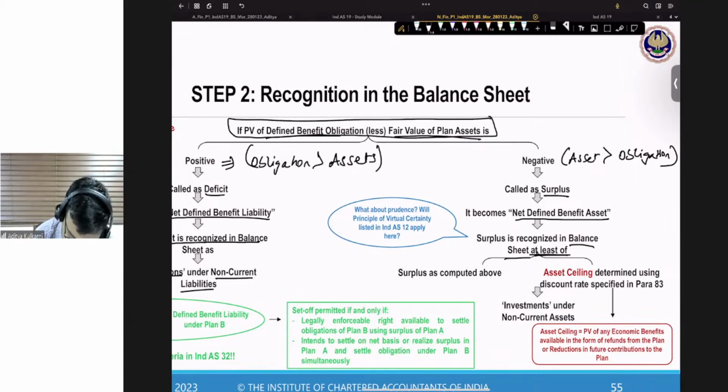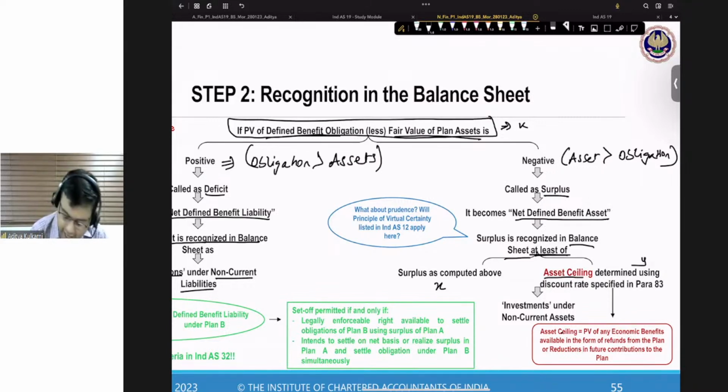Whatever the figure is, suppose we call it X. Surplus computed above is X. And asset ceiling, determined using the discount rate specified in para 83, let us call it Y. So the surplus which you recognize in the balance sheet will be the lower of X or Y.